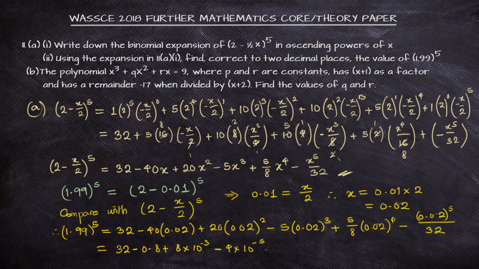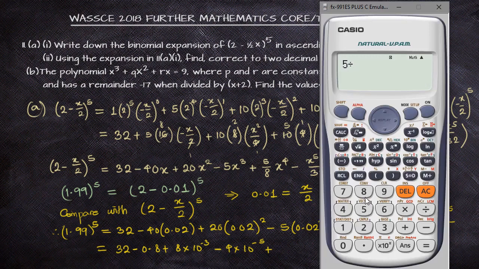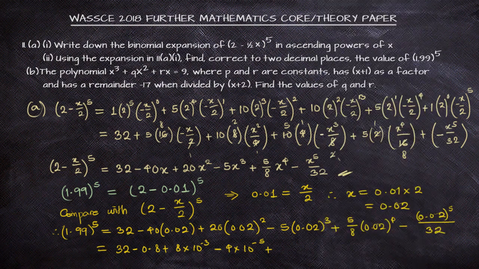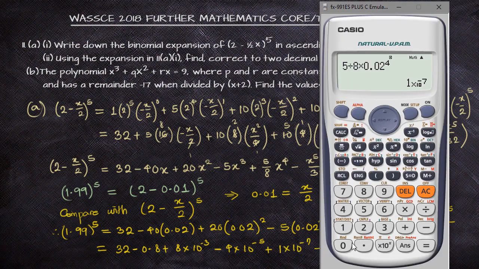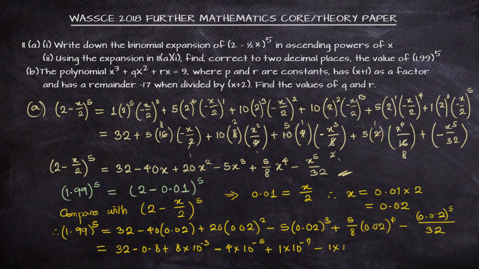Now you can see that with subsequent values we are getting a large decimal place, and that will be quite negligible. The next entry, 5 divided by 8 multiplied by 0.02 raised to power 4. That will be 1 times 10 raised to power minus 7. Now minus 0.02 raised to power 5, we are not dividing the power, we are bringing it down. This whole divided by 32. Okay? That will be 1 multiplied by 10 raised to power minus 10.